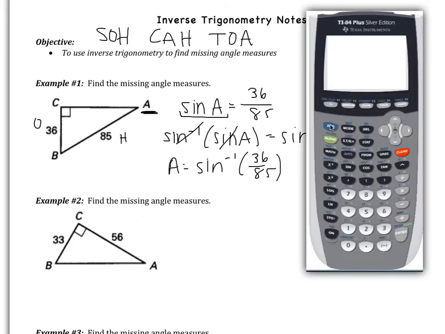Okay, so let's go to our calculator. Your calculator should still be in degree mode from yesterday. So we need to take inverse sine. You're going to hit second sine, and you'll notice it's going to say sine of -1 of 36 over 85, and then hit enter. So this is the measure of angle A. The measure of angle A is 25.06 degrees.